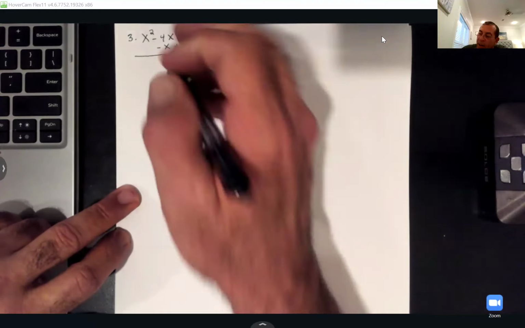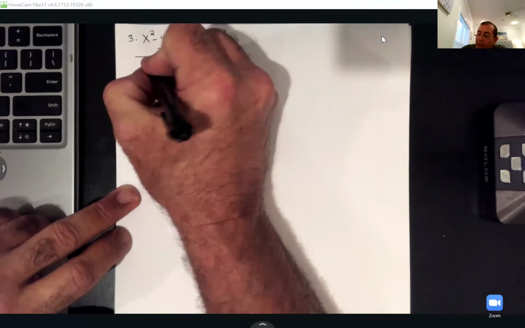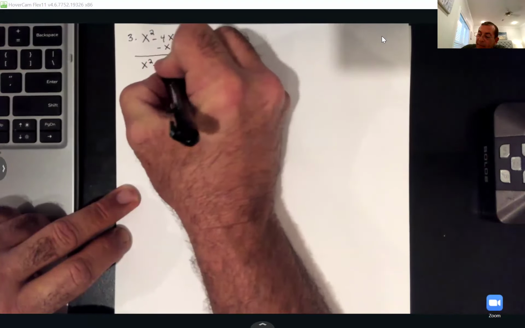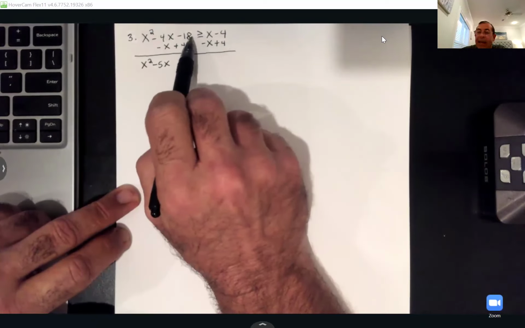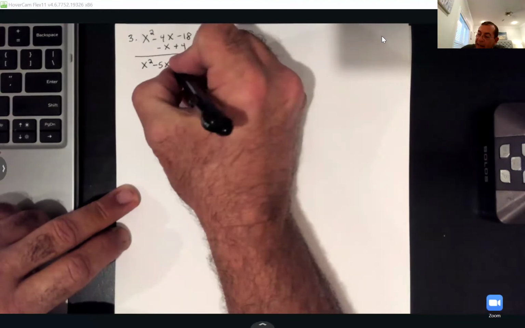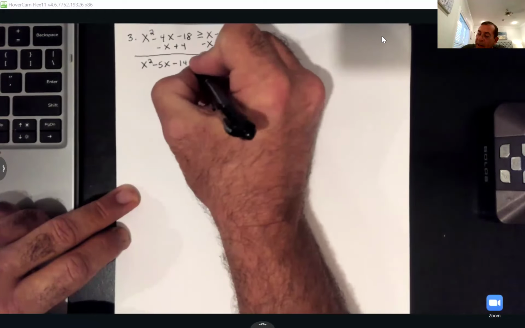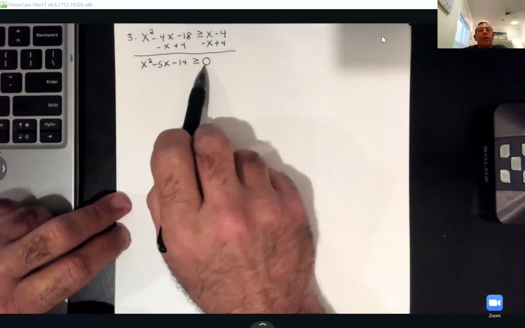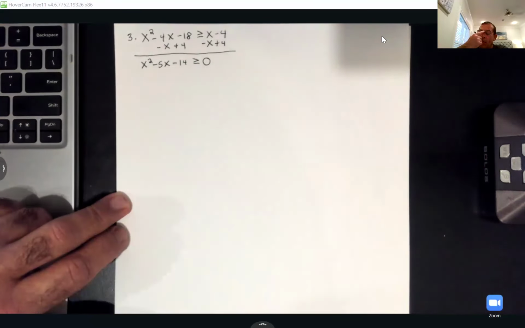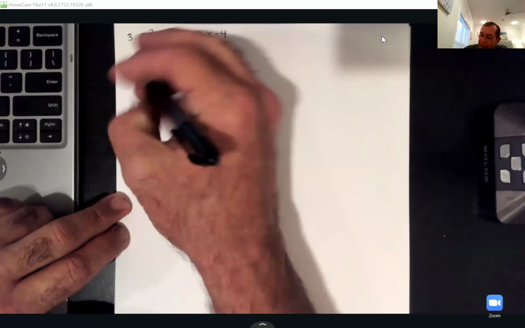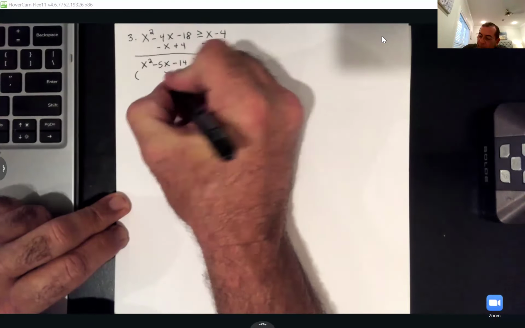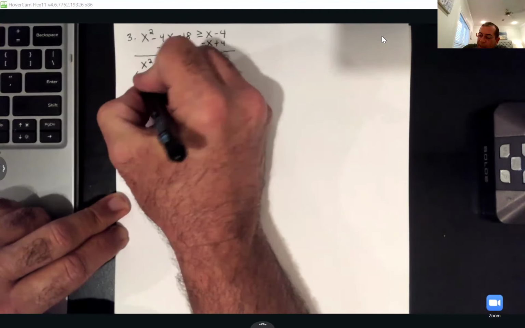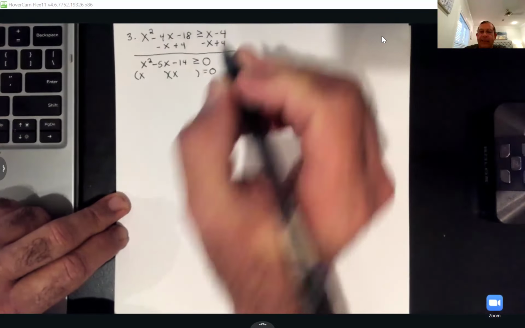So bring down the x squared. Negative 4, negative 1, give me negative 5x. Oh, let's see, negative 18 and 4 give us a negative 14. All that is now greater than or equal to 0. So since we got our 0 now, we can try to factor that, okay? So that x squared is an x and an x.